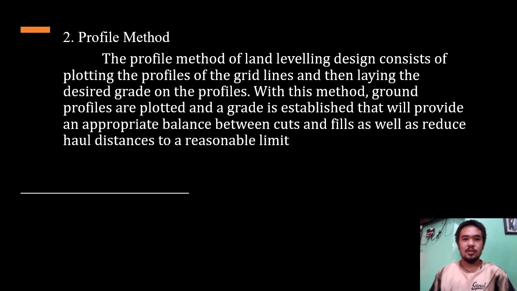This method is usually well adapted to leveling design of very flat land with undulating topography. So we will not be having an example for this, since this is not really used in the calculation of land leveling.